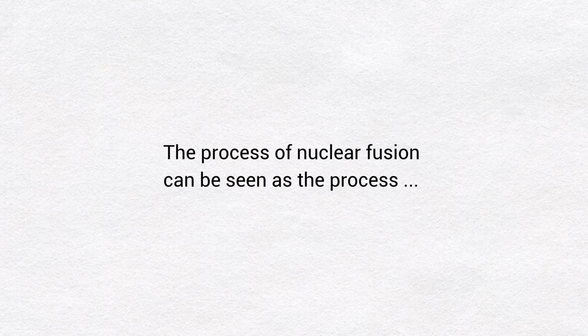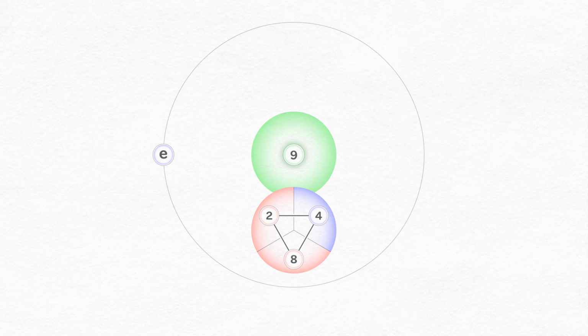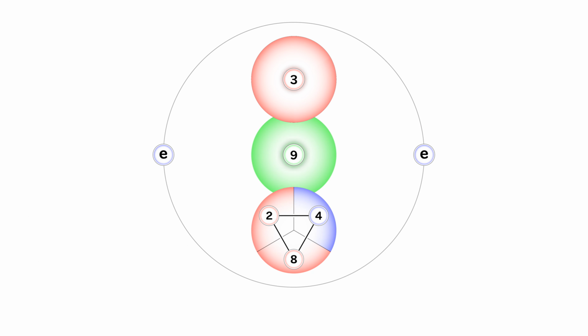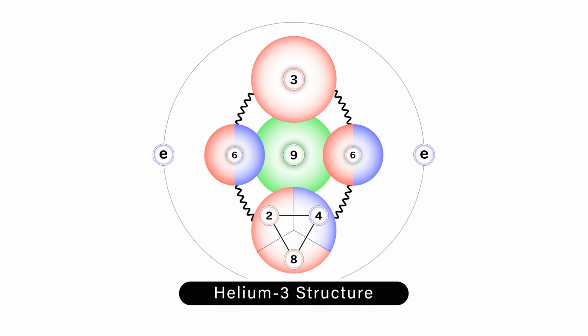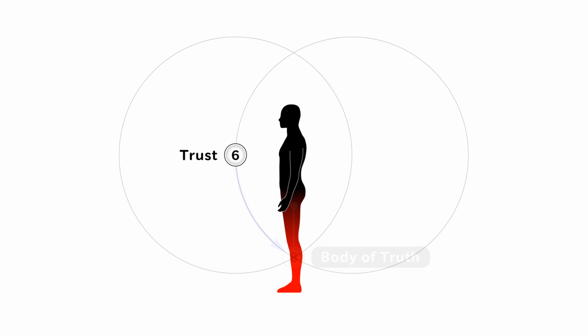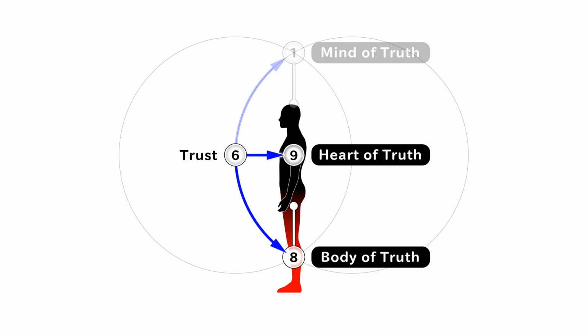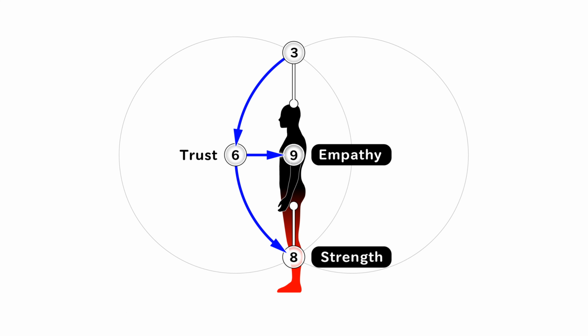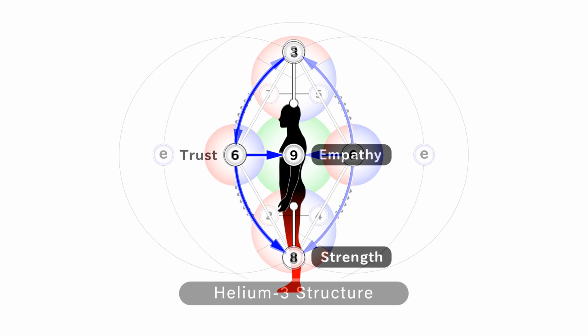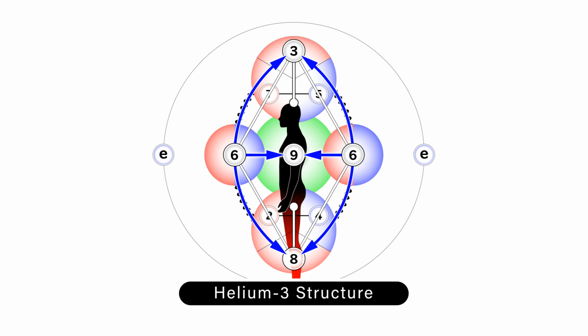The process of nuclear fusion can be seen as the process from point 9 to point 3. In this integration process, the trust of type 6 as the connecting force is essential. As discussed in Chapter 1, Section 7, the essential quality of Type 6, which is trust, needs to be connected to the body of truth, the heart of truth, and the mind of truth. The functioning mode of Type 3 uses the connecting force of Type 6 in order to be connected to the empathy of Type 9 and the strength of Point 8. That is, in order for Type 3 to integrate the true strength of Point 8, the trust of Type 6 is essential.